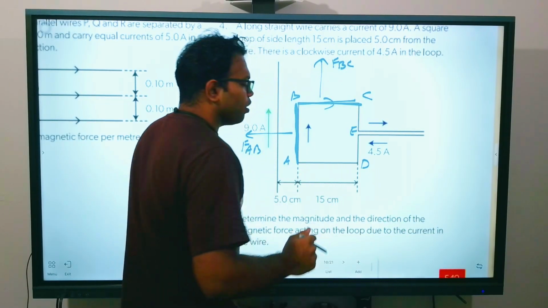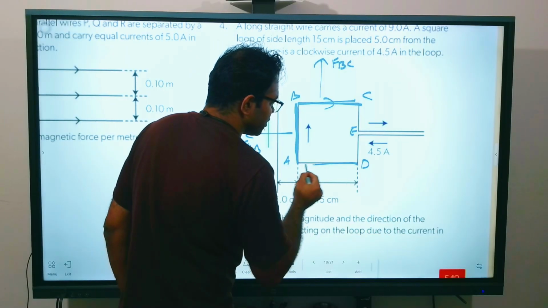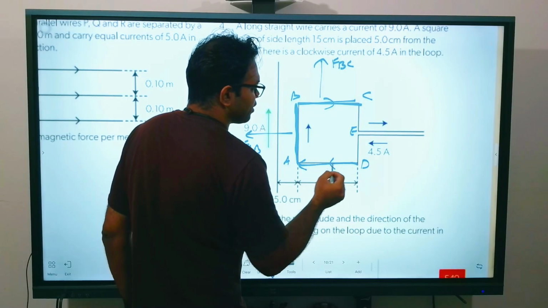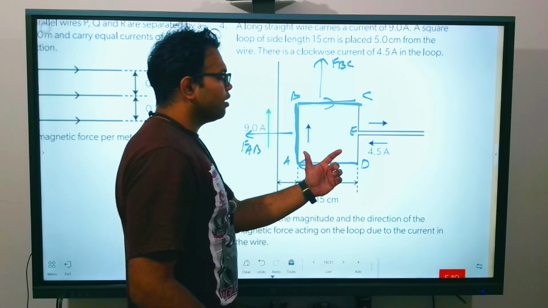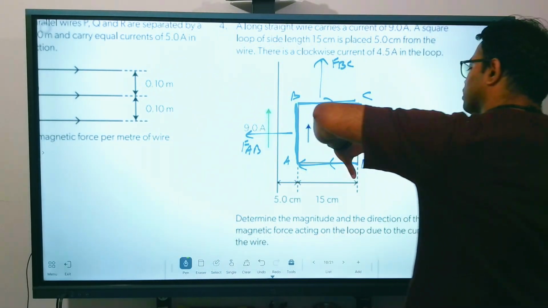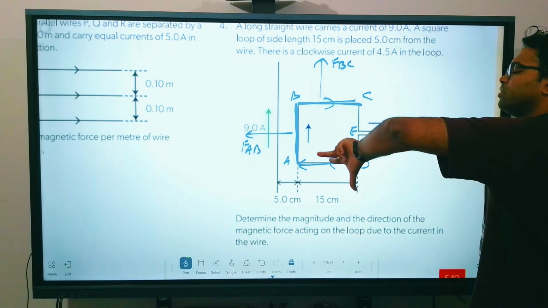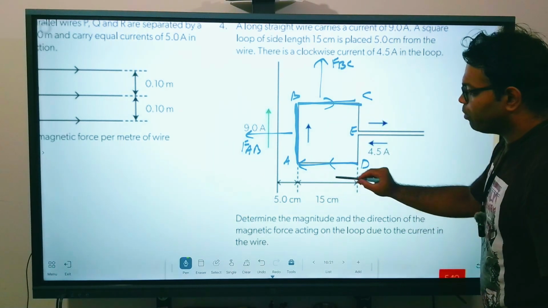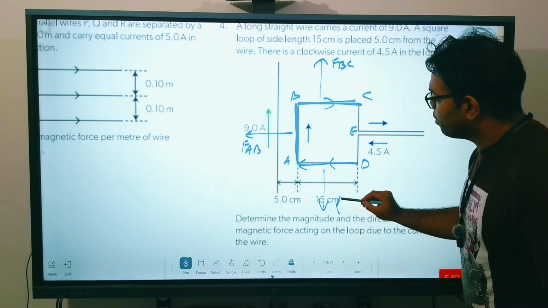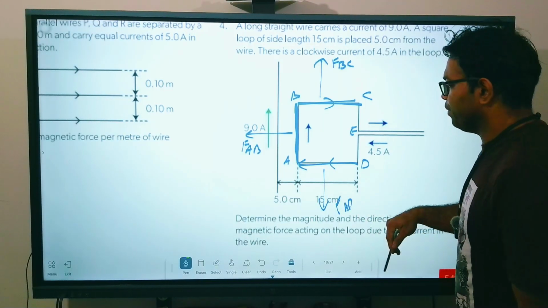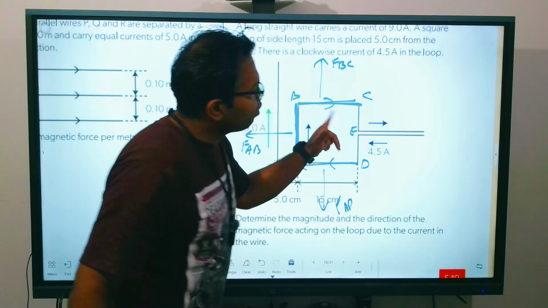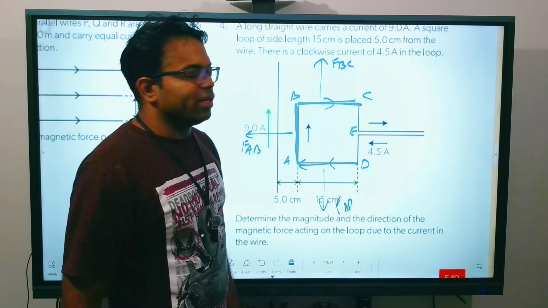And the current is moving in this direction here, right? Like this. So again, current like this one, magnetic field inwards. Therefore, the force will be acting downwards. So this will become F_AD. Now, for this one, for the CE side.